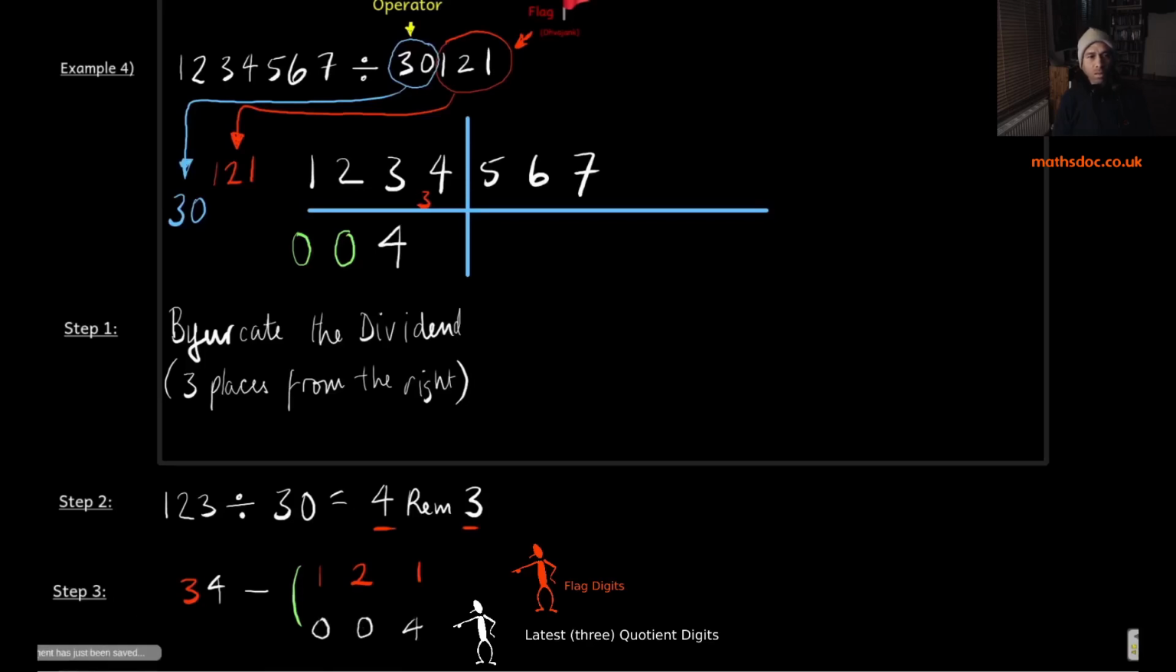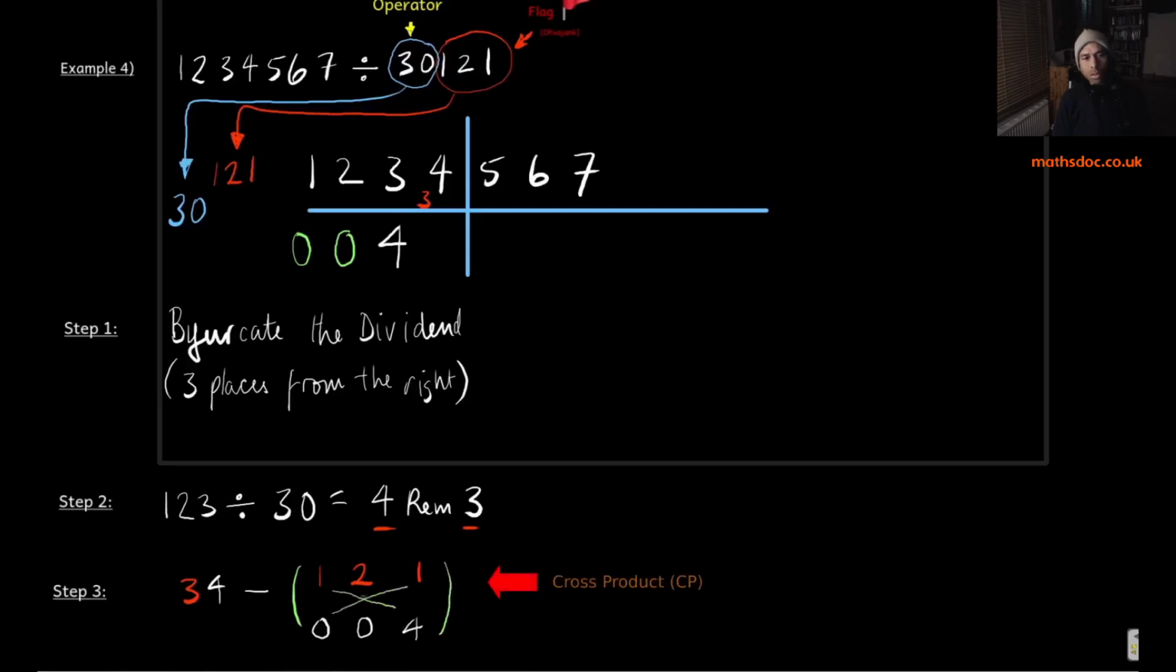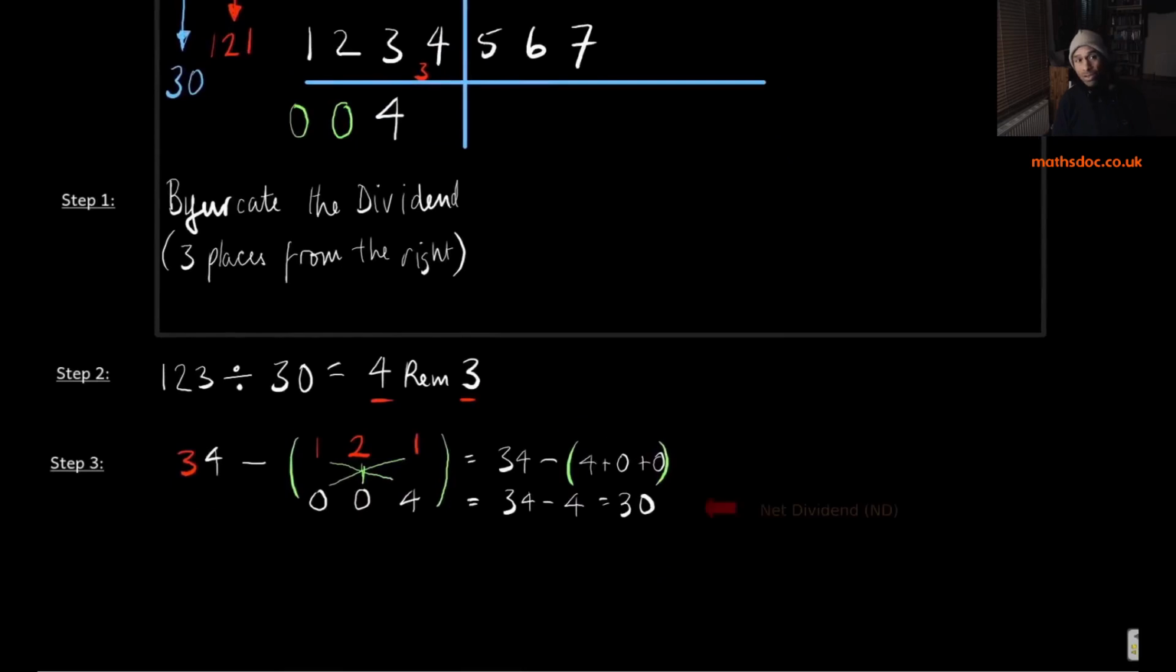So it's the latest 3 quotient digits, and we're going to cross multiply all of those: the 1 with the 4, 2 with the 0, and the 1 with the 0. So it's 34 minus, 1 times 4 is 4, 2 times 0 is 0, 1 times 0 is 0. So it's 4 plus 0 plus 0. 34 minus 4 comes to 30. And that's our net dividend that we need to divide by, coincidentally, the operator of 30.